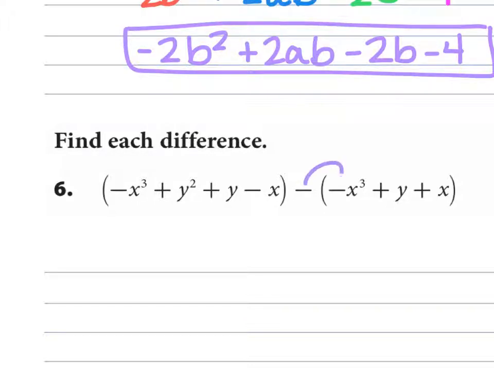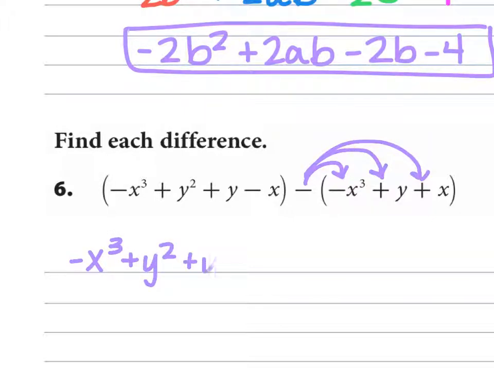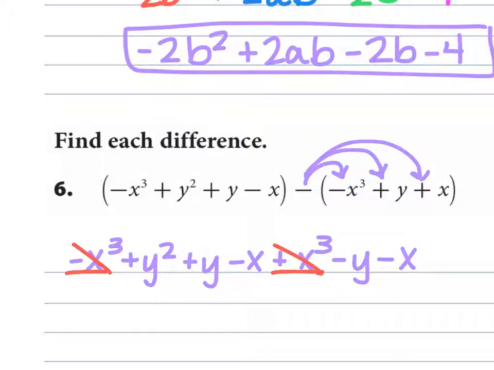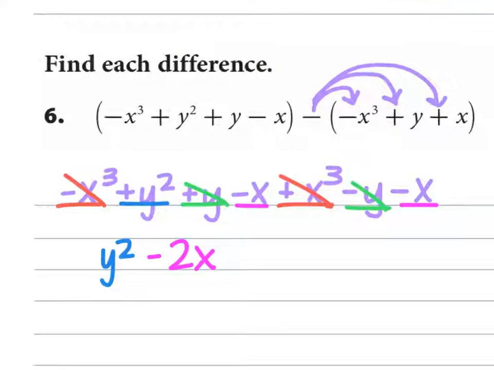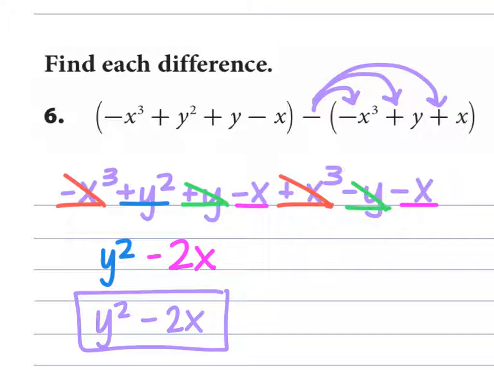For 6, again, distribute that negative, change the sign on everything in the second set. We have negative x cubed plus y squared plus y minus x plus x cubed minus y minus x. So the negative x cubed plus x cubed cancels out. The y squared gets dropped down. The y minus y cancels out. And then we have the negative x minus x, which is negative 2x. So y squared minus 2x is our solution.